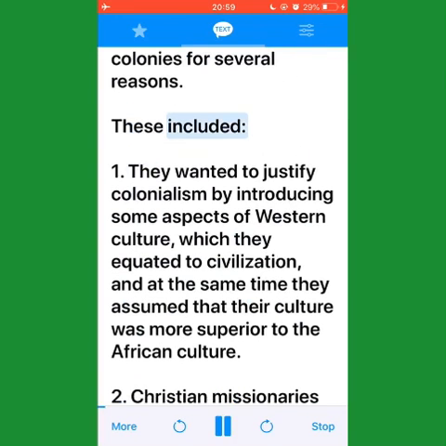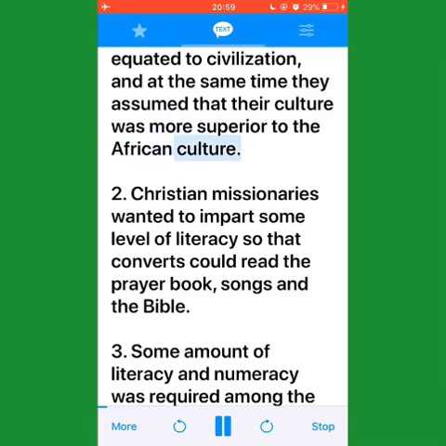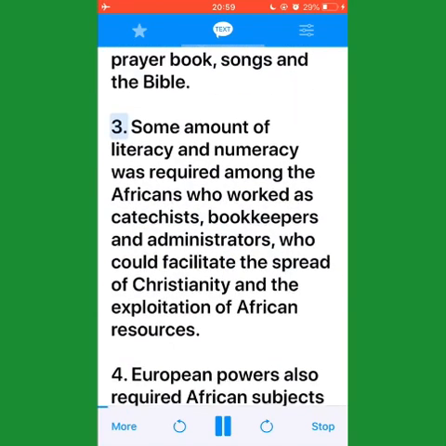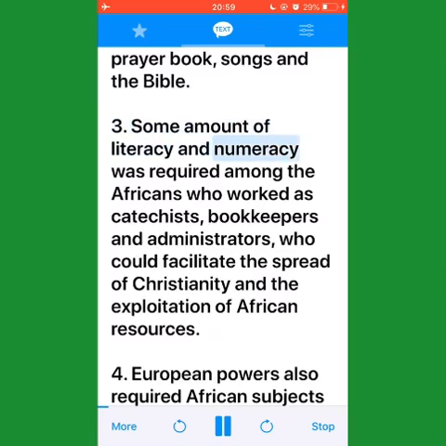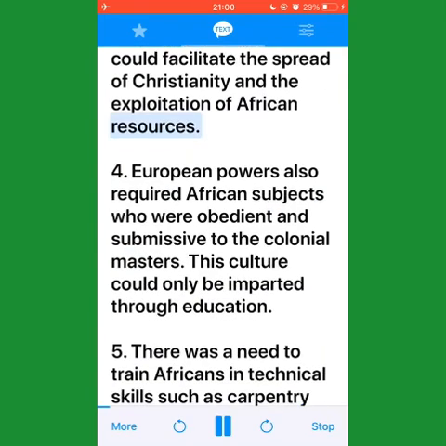These included: 1. They wanted to justify colonialism by introducing some aspects of Western culture, which they equated to civilization, and at the same time they assumed that their culture was more superior to the African culture. 2. Christian missionaries wanted to impart some level of literacy so that converts could read the prayer book, songs, and the Bible. 3. Some amount of literacy and numeracy was required among the Africans who worked as catechists, bookkeepers, and administrators, who could facilitate the spread of Christianity and the exploitation of African resources.